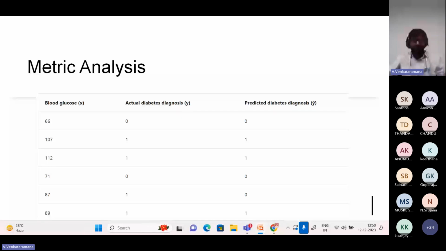Now, after training the machine learning model, when I give the blood sugar value 66, my model tells that he is not a diabetic person. So 0 means negative, not diabetic, and 1 means positive, he is diabetic. When I give 107, the model predicts diabetic positive. When I give 112, the model predicts diabetic positive, and so on.